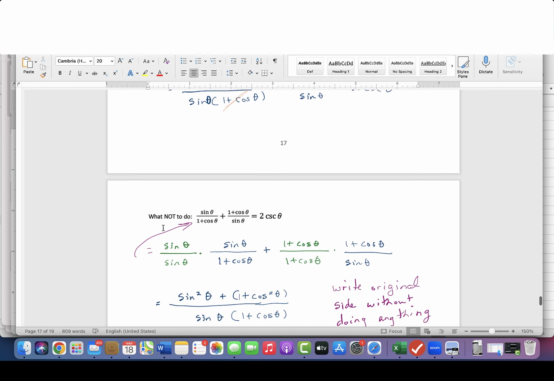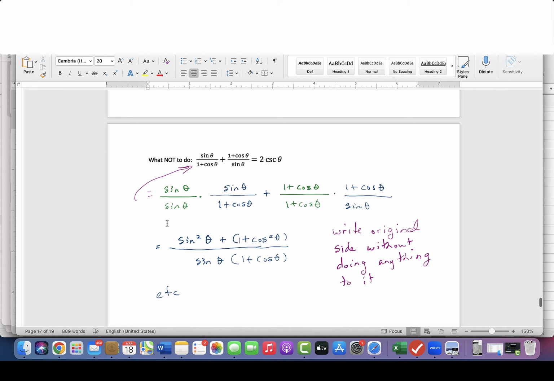What you don't want to do is start with manipulating the side that you're starting with, and just put an arrow up to that side. No, you have to actually write the side down in its original form without doing anything to it, and then say equals, and you can start doing things to it. And I think that was all I wanted us to look at in this section.